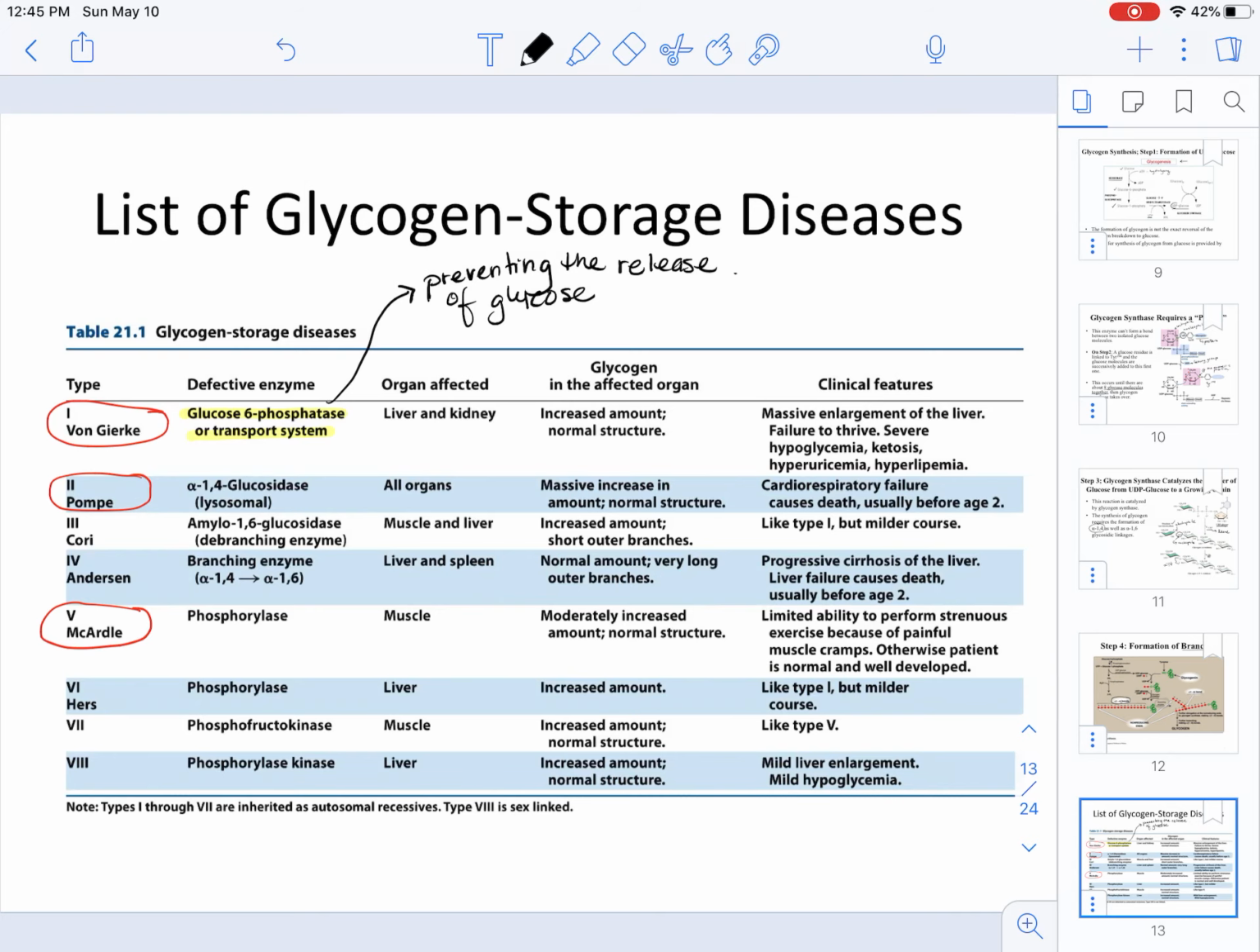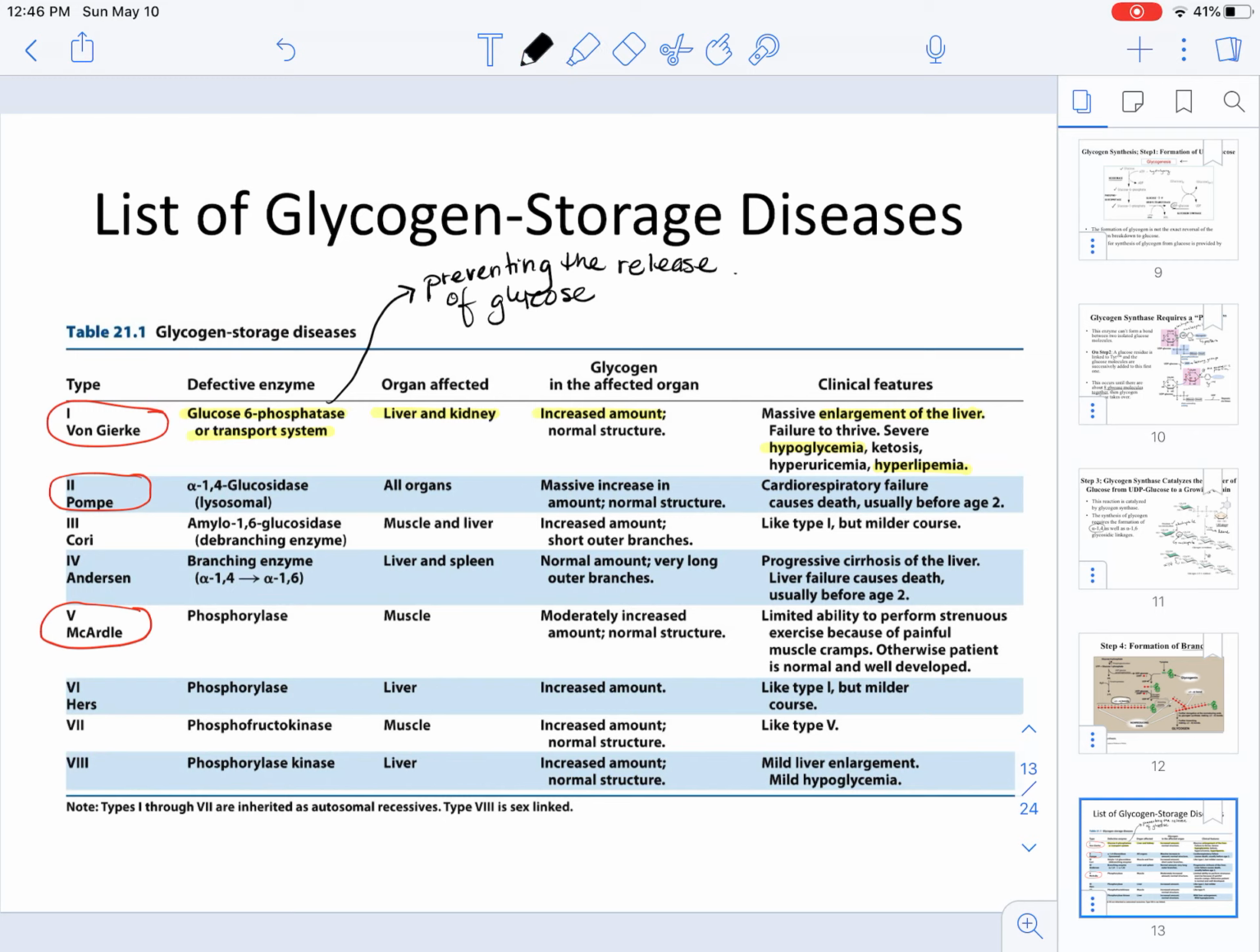In type 1, our glucose 6-phosphatase is not going to be working. So one of the things that we observe is that when it comes to the glycogen in those affected organs, in type 1 the specific things that get affected are liver and kidney, and we're going to have an increased amount of glycogen, okay? As you can see, the clinical features include enlargement of the liver, and I'm specifically going to talk about why those patients have, for example, hypoglycemia and hyperlipemia.